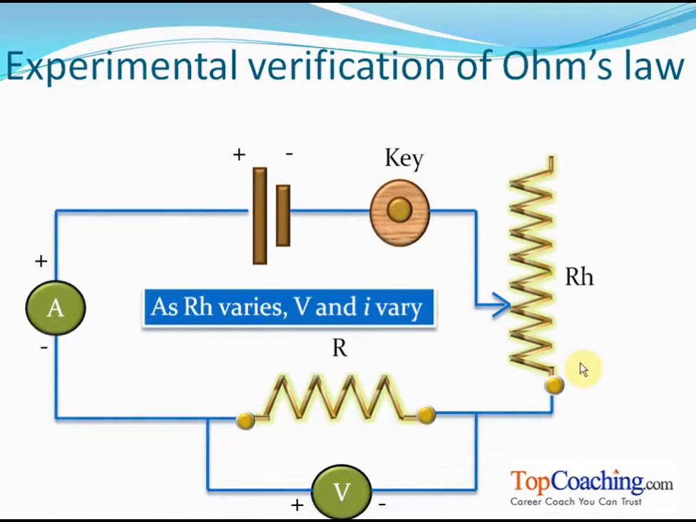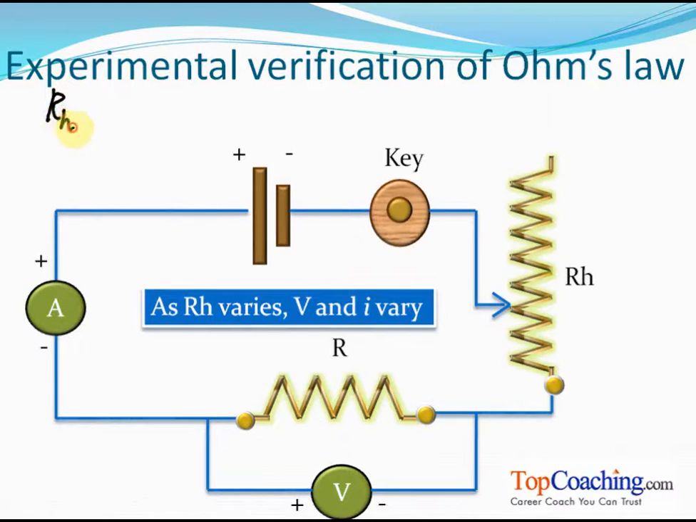Now what we do is that we keep on varying the value of resistance of the rheostat, and as we vary this value, we keep on obtaining the value of the voltage across the resistance capital R and the current passing through the resistance capital R. And then we note down these values for specific values of the rheostat resistance. So we note down something like this.